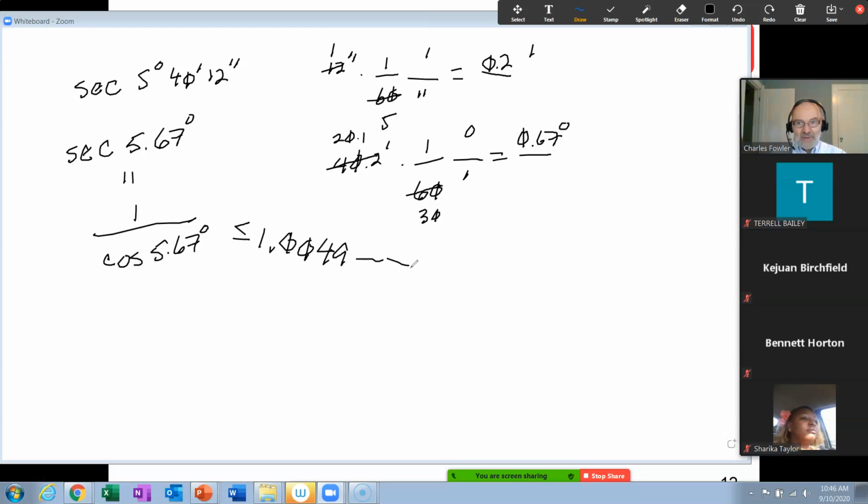All right. Any questions on how to use a calculator and the procedure you use first to get seconds to minutes and minutes to degrees? That's what we did over here. Seconds to minutes, minutes to degrees. And then to get the secant of so many degrees, find the cosine of that many degrees and then reciprocate. And that gives you that. Any questions on that? Always keep in mind, does the answer make sense? In other words, if it's a secant, it better be greater than or equal to 1 or less than or equal to minus 1.